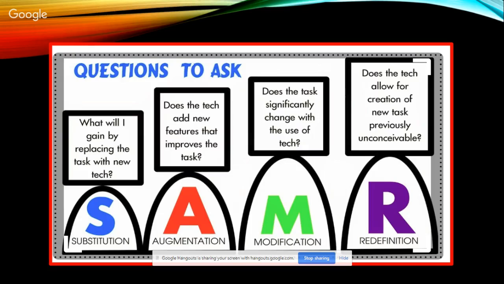These are some questions that you should ask yourself when you are using this model and evaluating technology in your classroom. What will I gain by replacing the task with new technology? Does the tech add new features that improve the task? Does the task significantly change with the use of technology? And does the technology allow for creation of a new task previously inconceivable?